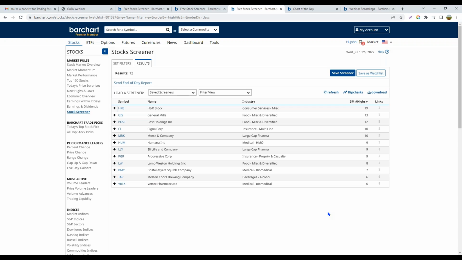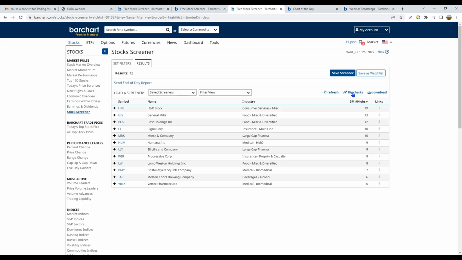But even the next 4 here, General Mills, Post, Cigna, and Merck, here we see that they're making a new high every 5 to 6 days. Again, think about that in terms of trading days. A new high once every week. And that, again, is telling me that these stocks have a lot of positive momentum, a lot of price movement to the upside.